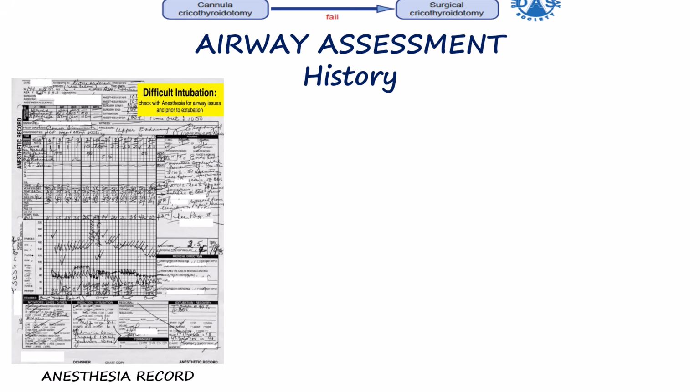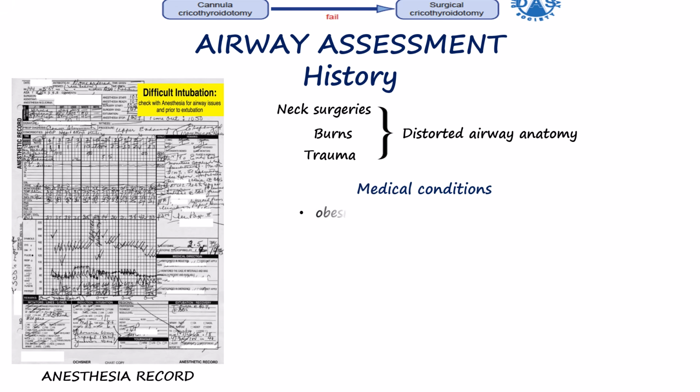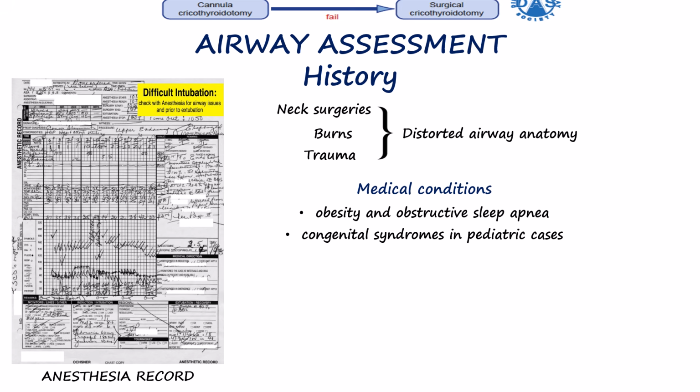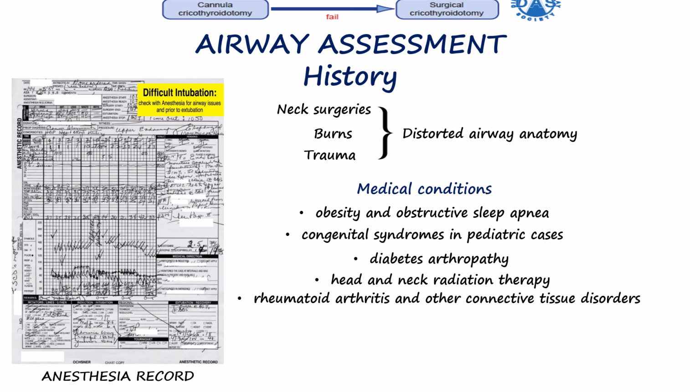We also ask about neck surgeries, burns, or trauma that might have altered the airway anatomy. Concurrent conditions like obesity and obstructive sleep apnea, congenital syndromes in pediatric cases, diabetic arthropathy, head and neck radiation therapy, and rheumatoid arthritis and other connective tissue disorders. Finally, we always check the timing of the last meal because a full stomach increases the risk during airway management.